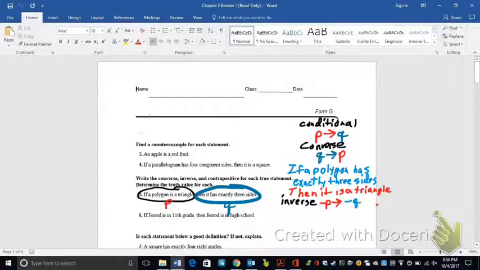So, inverse. If not P, then not Q. So if not red, all we're going to do is negate the hypothesis, and then we're going to say then, and negate the conclusion. If a polygon is not a triangle, that's the negation of P, then it does not have exactly 3 sides.